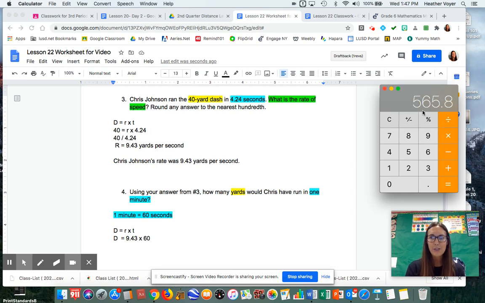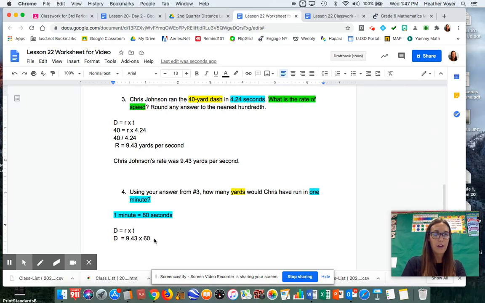Wow, that's a lot of yards. So Chris was able to run 565 and 8, or I could say 80 hundredths yards in 1 minute. So let's write that out again. So D is equal to 565.8, and I'm going to put a 0 behind it to make it 80 hundredths. And so there I know I could write my sentence. Chris ran 565.80 yards in 1 minute.